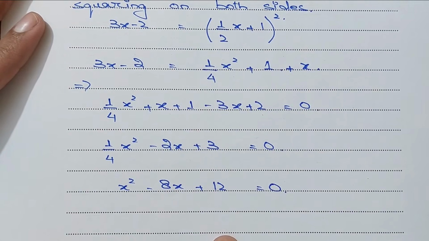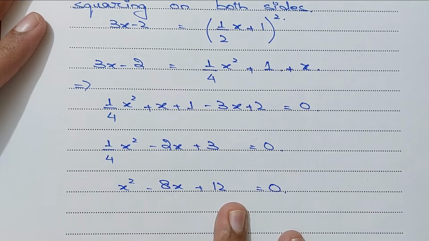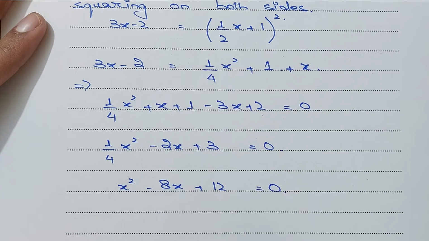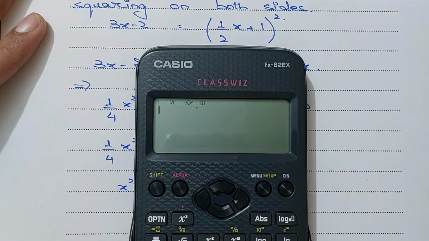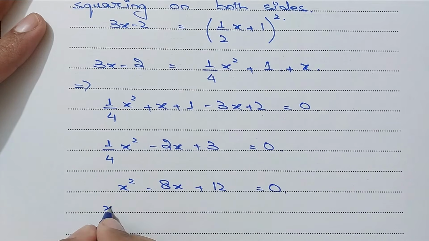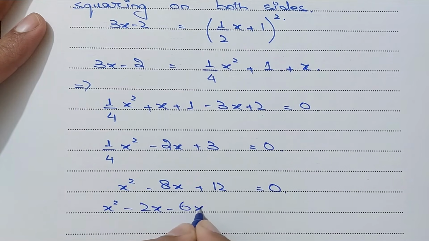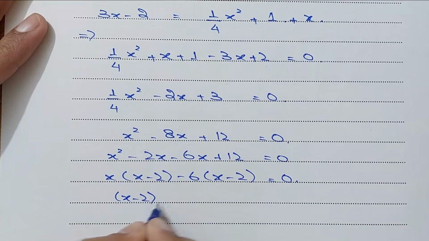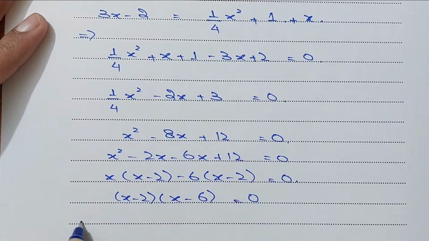Now this is a quadratic equation in the variable x. Let me factorize this equation. 1 times 12 is 12, and 4 times 3, we cannot do. 2 times 6 is 12, and minus 2 minus 6 is minus 8, yes. So x square minus 2x minus 6x plus 12 equals 0. x is common, x minus 2 is left, minus 6 is common, x minus 2. We have the two factors, x minus 2 and x minus 6 equals 0. From here, x equals 2 and x equals 6.